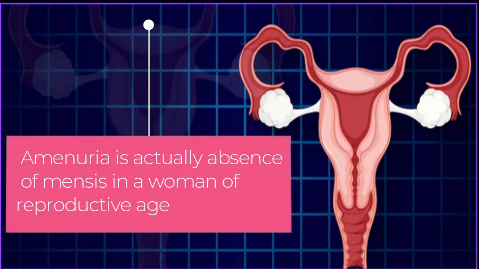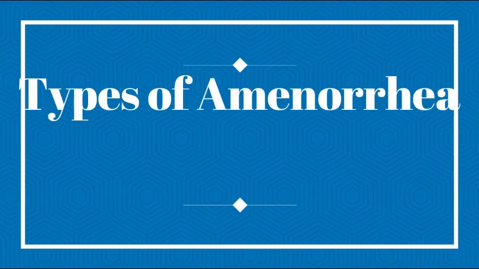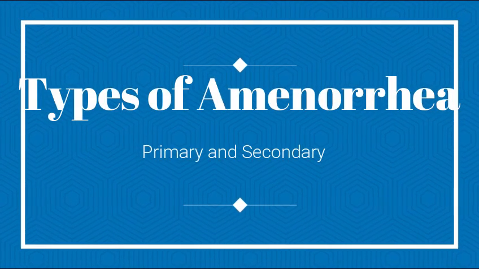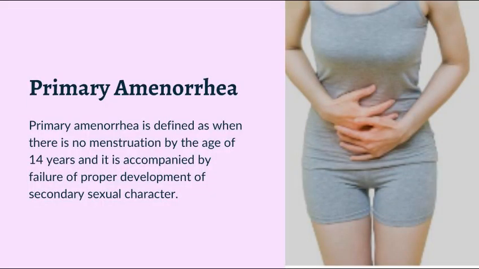Amenorrhea is actually absence of menses in a woman of reproductive age. There are basically two main types of amenorrhea. It can be primary or secondary amenorrhea. Primary amenorrhea is defined as when there is no menstruation by the age of 14 years and it is accompanied by failure of proper development of secondary sexual characters.